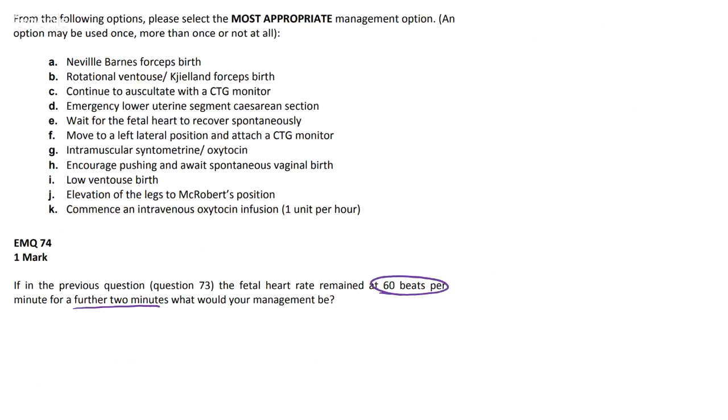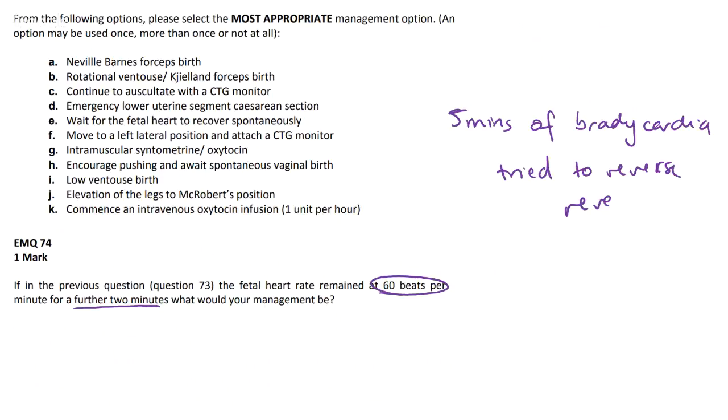Just give me some options. So are you concerned? Starting to get concerned. Yeah? Why are you getting concerned? Getting too long, and we've tried to reverse the identifiable causes, and yet the fetal heart is still remaining there, which probably means there's something else going on. That's a very good summary actually. Try to reverse the causes. Perfect. So what would you do in this situation?